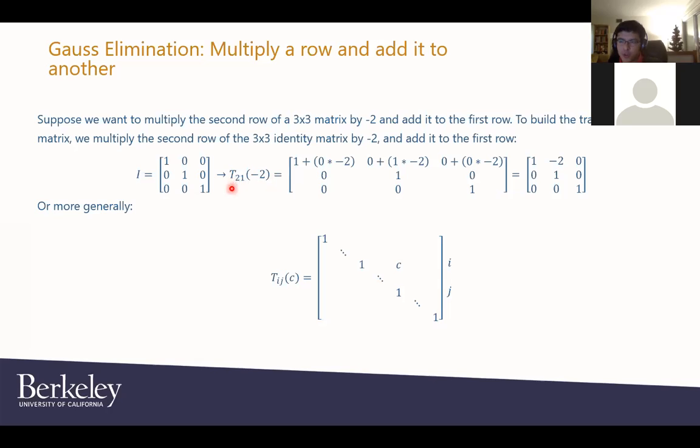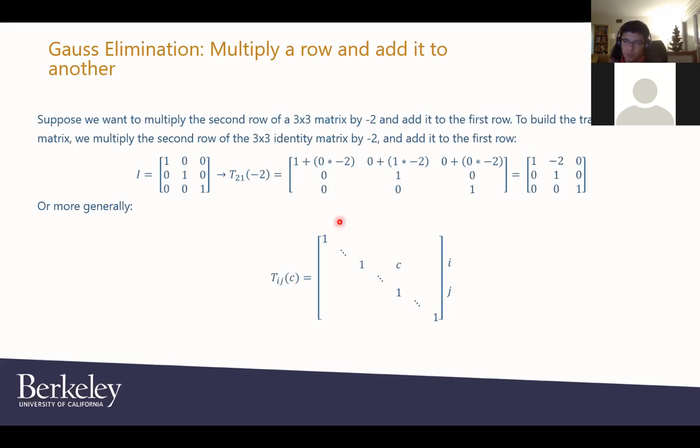In here, the order matters because it is not the same to add -2 times the second row to the first row as the opposite, adding -2 times the first row to the second row. These are not the same. So here the nomenclature means row 2 times -2 plus row 1.